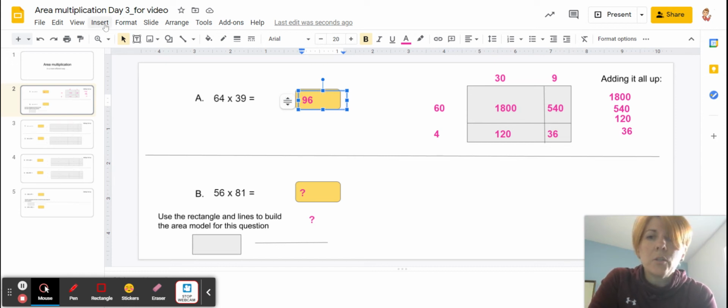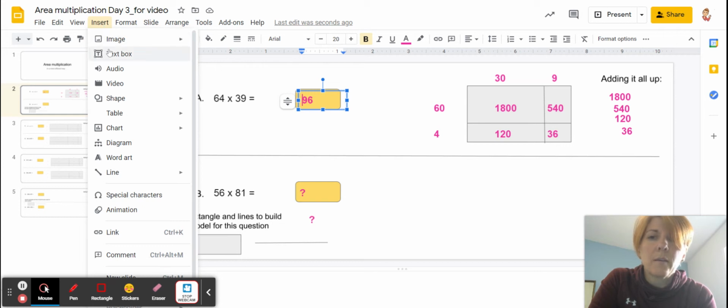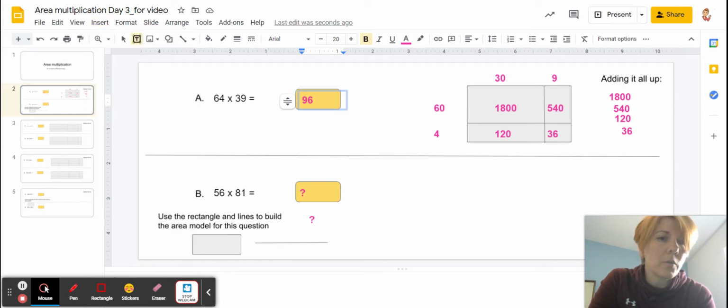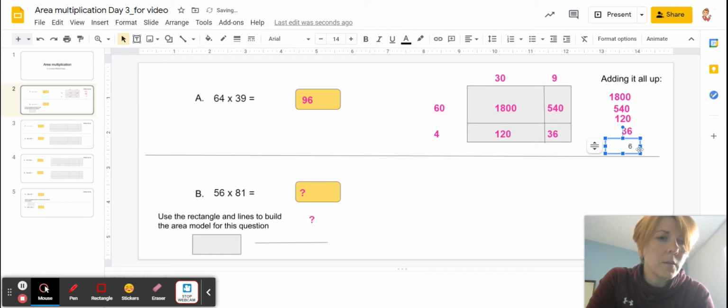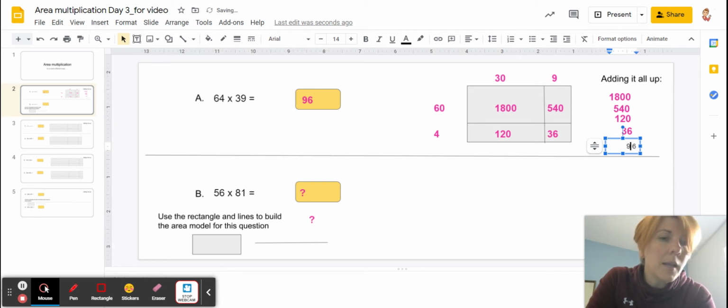So maybe what I should do is just add in a text box there to show that. Okay, so I'm going to add in my text box. Okay, and so I had my 6. A longer text box. Okay, so I have my 6 and then my 9. And then now this one was a 4. And then I Shazammed the 1.